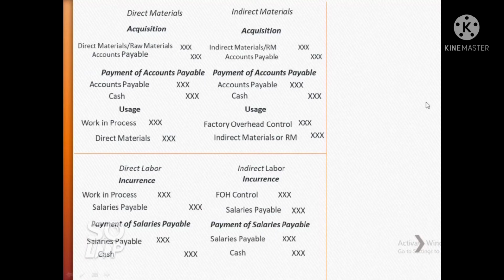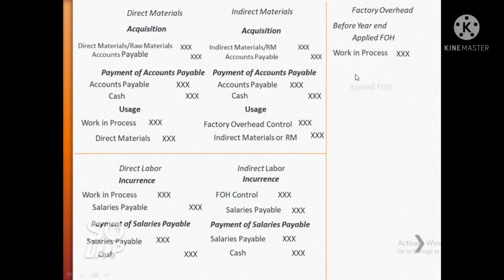Sir, where is the applied factory overhead in this story? The factory overhead that we're going to use, if it's still before year end, is the applied factory overhead. So if you have the details on the rates based on the direct labor cost or direct labor hour, then compute the applied factory overhead. And if you have computed that, then the amount will be debited to work in process and credited to the applied factory overhead account.